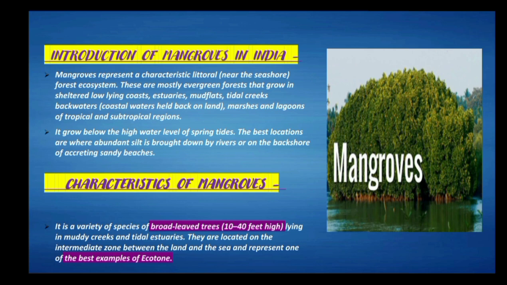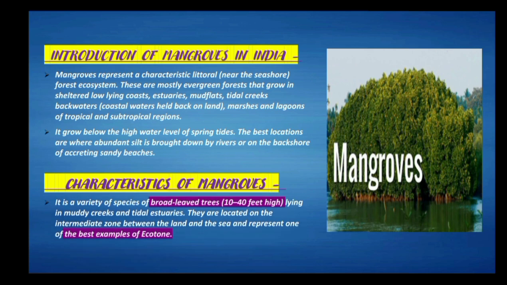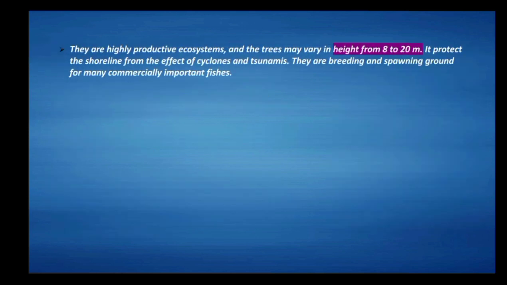Characteristics of mangroves. It is a variety of species, broad-leaf trees that are 10 to 40 feet high, lying in muddy creeks and tidal estuaries. They are located on the intermediate zone between the land and the sea and represent one of the best examples of ecotone. They are a highly productive ecosystem and the trees may vary in height from 8 to 20 meters. It protects the shoreline from the effect of cyclones and tsunamis.